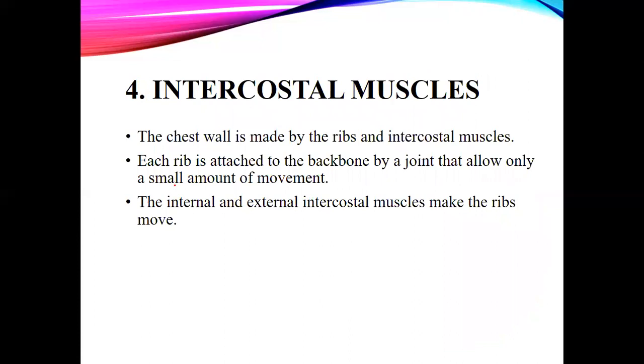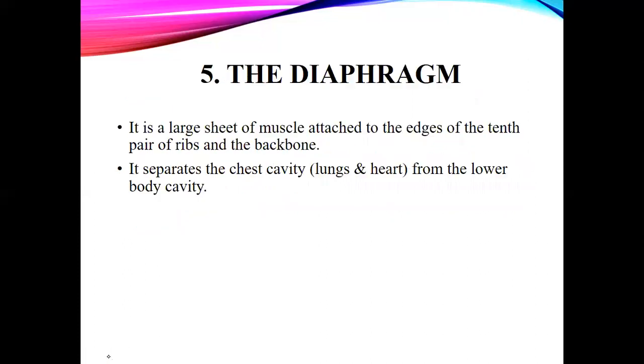Now we've got the intercostal muscles. The chest wall is made by the ribs and the intercostal muscle. Each rib is attached to the backbone by a joint that allows only a small amount of movement. This is the reason why I mentioned before that the rib is very important, because it protects the organs, and also it gives room for the organs to increase in size and also decrease in size. And the internal and external intercostal muscles make the ribs move upward, backward, up and down too.